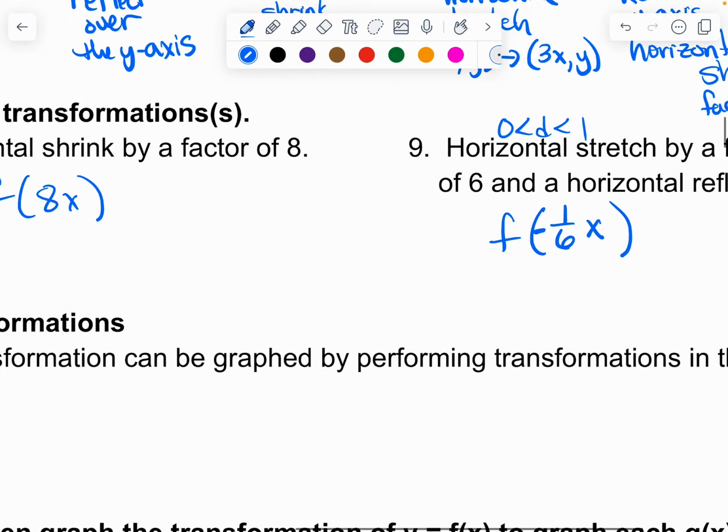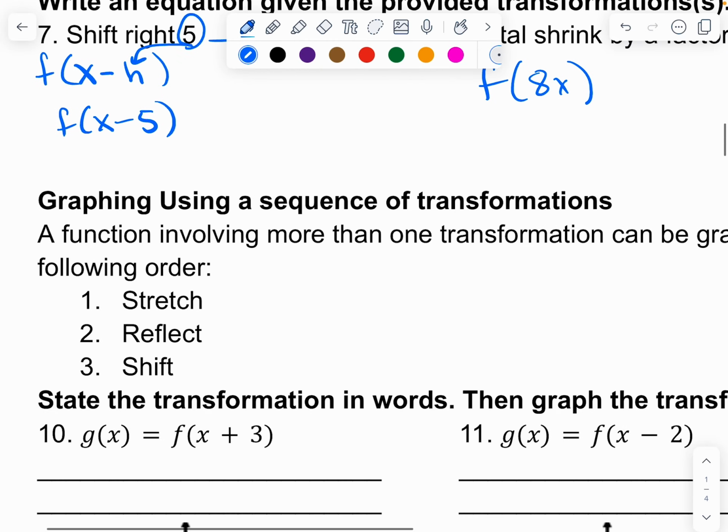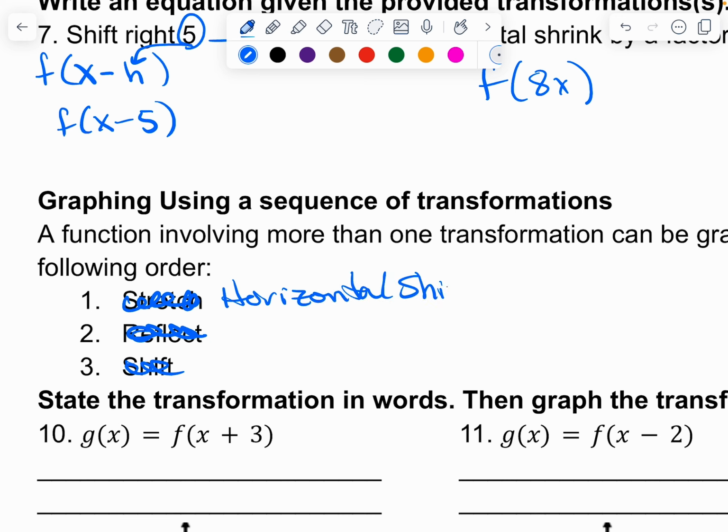Okay. Let's come down here. These are in the wrong order. It should be horizontal shift. Then it should be a stretch or shrink. And then it should be a reflect.